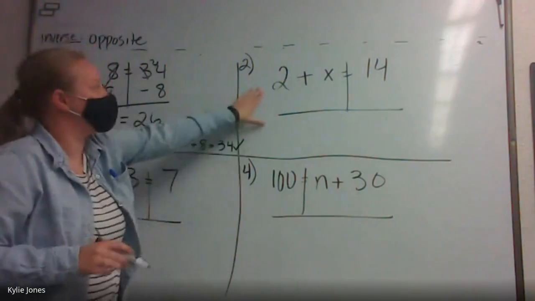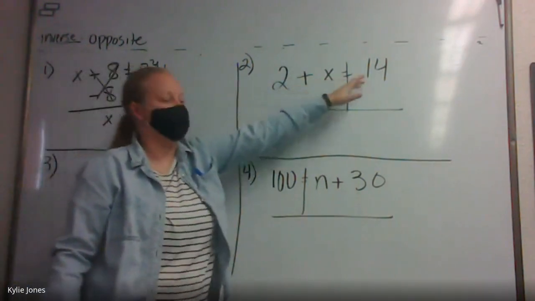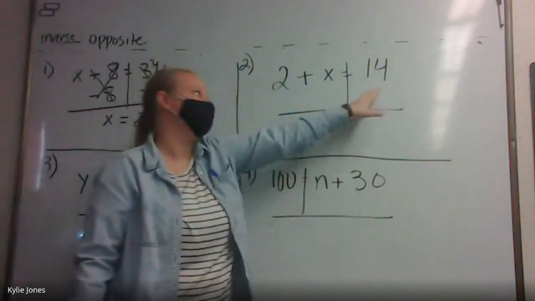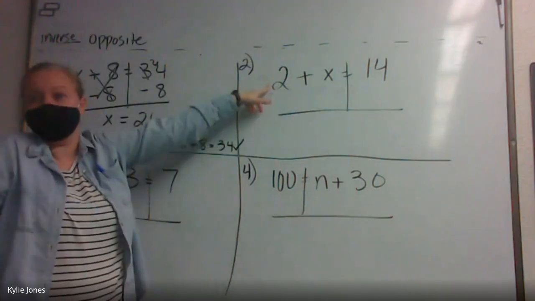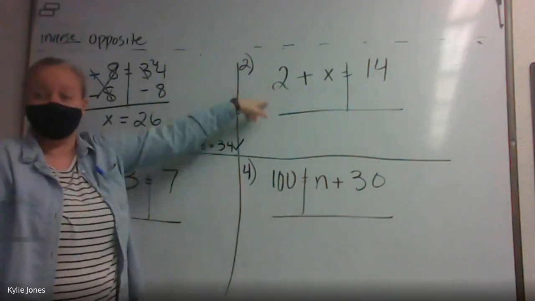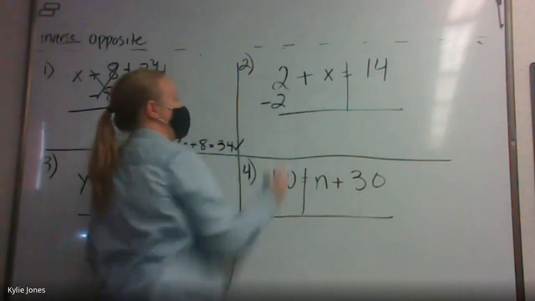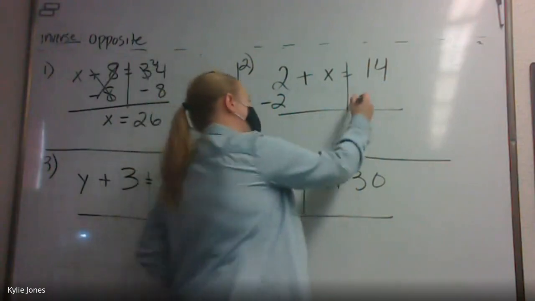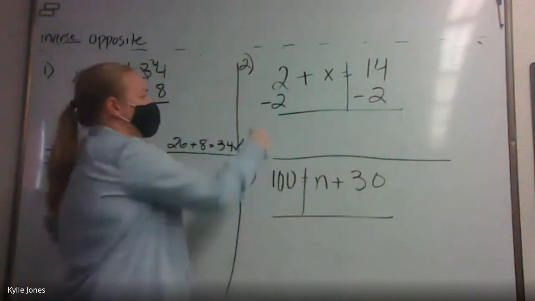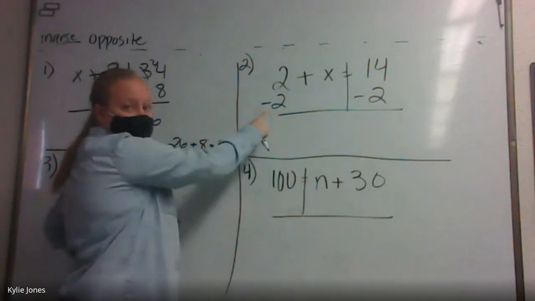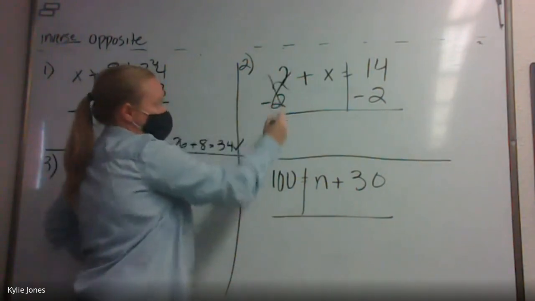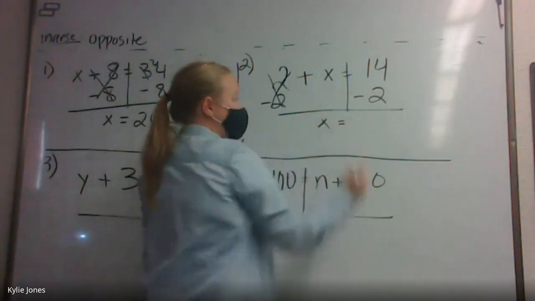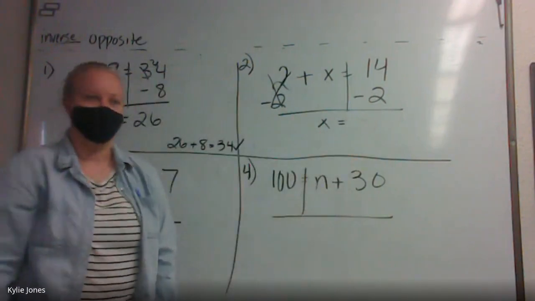All right, so if we look at number 2, we have 2 plus x equals 14. We need to get rid of this 2 and move it to this side. If this is a plus 2, positive 2, how do I get rid of it? We gotta subtract 2. If I subtract 2 on one side, what do I have to do? Subtract it on the other side. Good. So what is 2 minus 2? 0. They just go away. What am I left with on this side? x equals, what is 14 minus 2? 12.